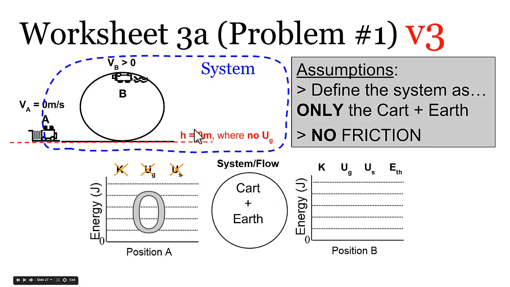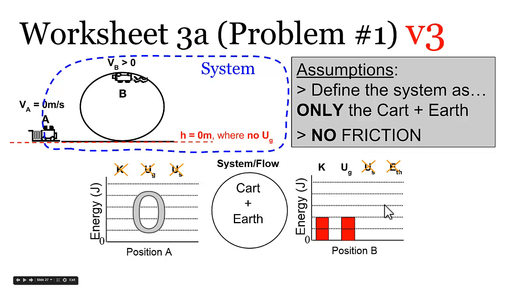Well, let's look at the end. In our system, remember, it's the cart and the earth. The car is moving, so there's kinetic energy in our system. The car and the earth are separated from a height of 0, so the car and the earth together have gravitational potential energy. Let's say it has 2 bars. There is no spring potential energy because there's no stretched or compressed material at this point, and there's no thermal energy because we assume that there's no heating up due to friction.